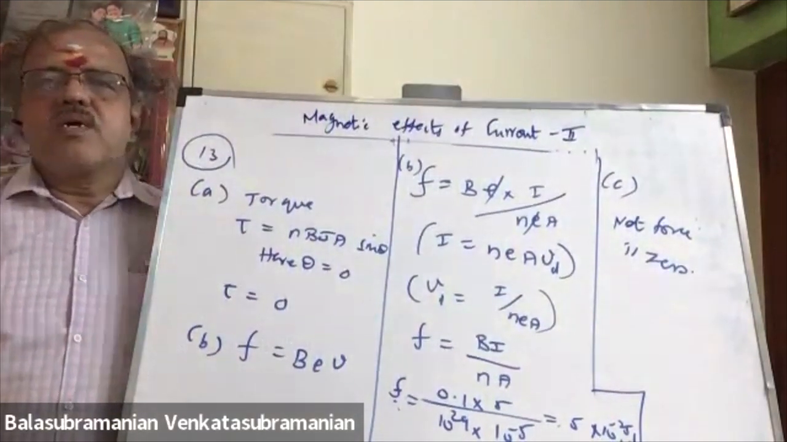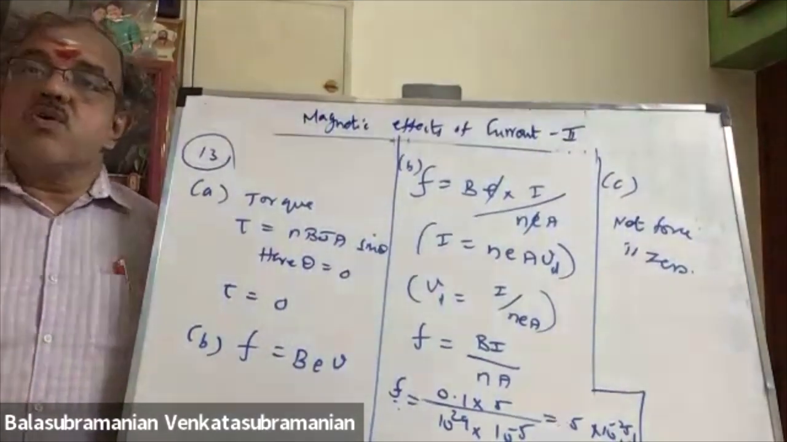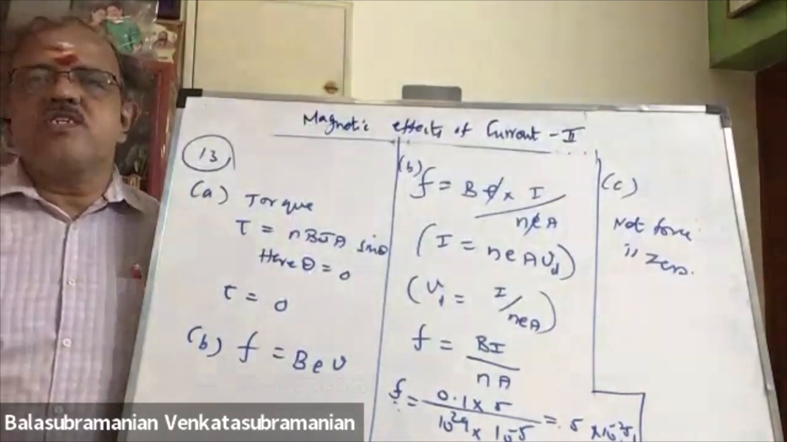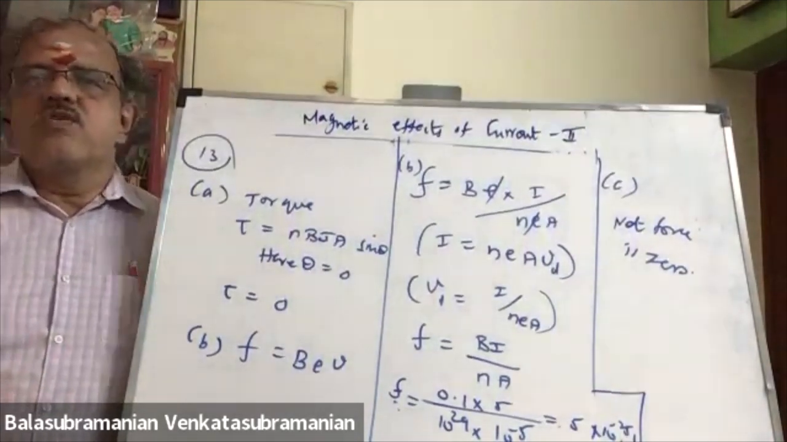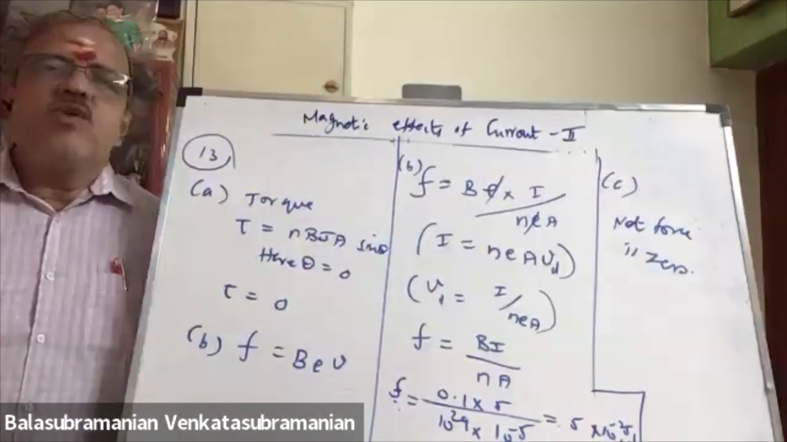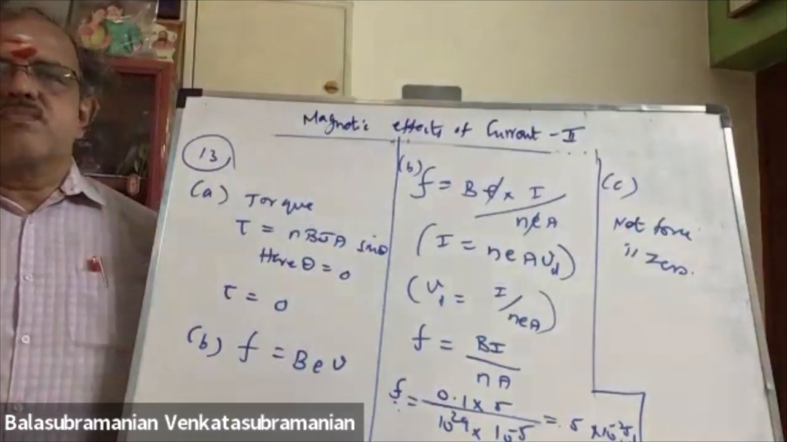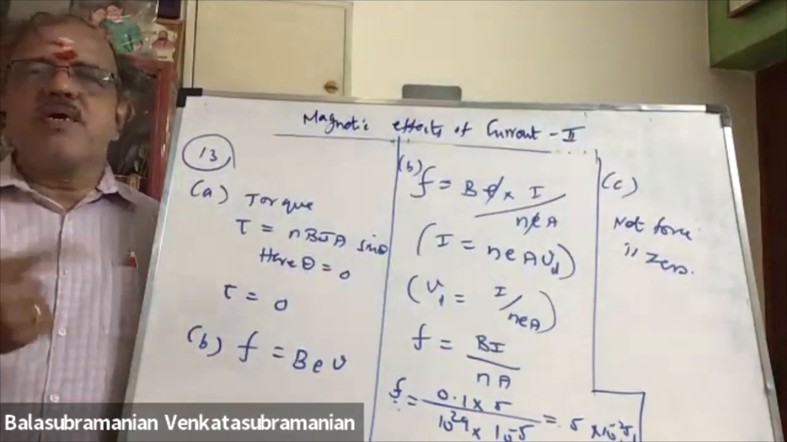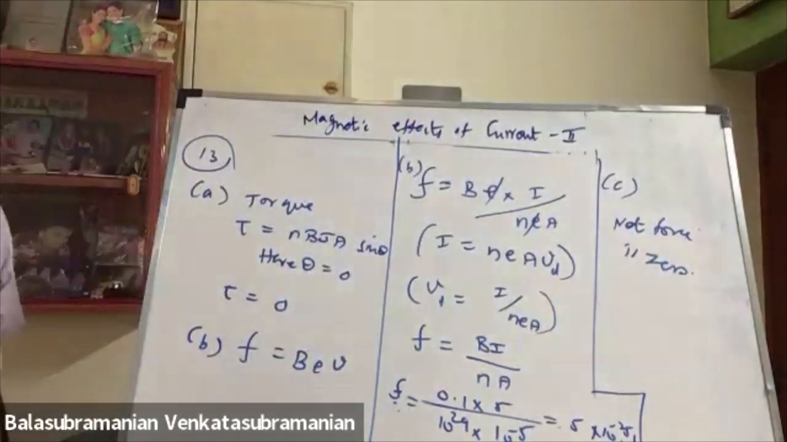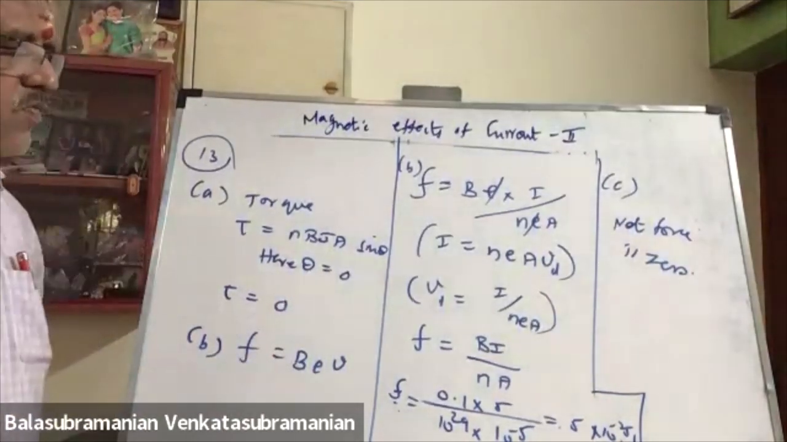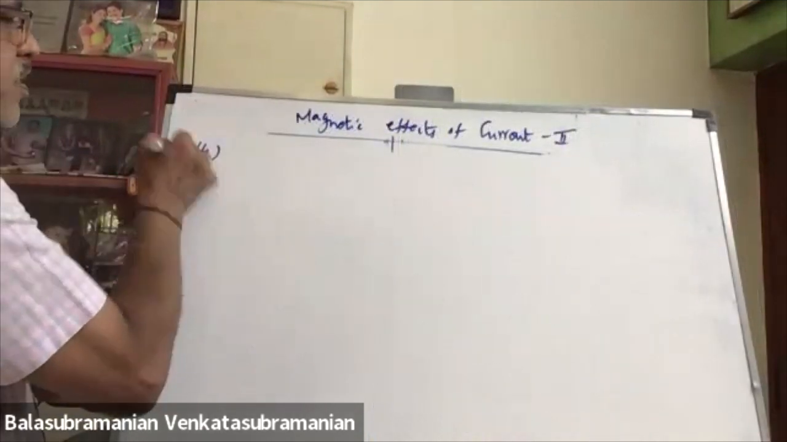Excellent problem. Torque and total force or net force, these two are 0. Then force due to any one side is BIL sin theta. For a single charge, it is BQV sin theta. This is the formula. 14th problem.